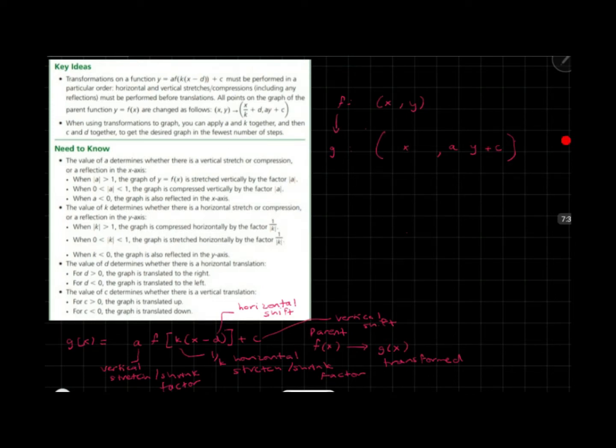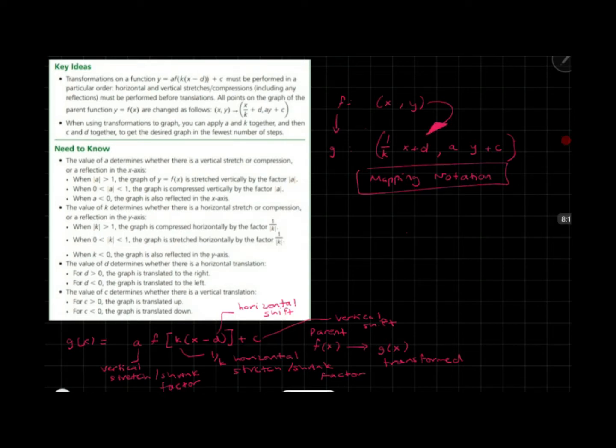For the horizontal values we can have a horizontal shrink or stretch, and it's always by a factor of 1 over k, so I'm going to write 1 over k here, and then a shift d units to the right or left, so I'm going to do plus d here. Okay, so this is basically what we call mapping notation. The mapping notation creates a transforming equation where we can change our original values of our parent function into our transformed points on our transformed function.